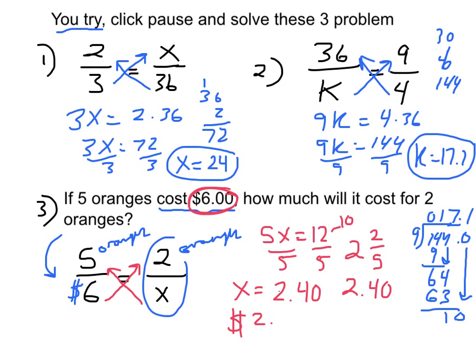You need units. Dollar symbols, words, $2.40 for 2. That's all I'm going to write because that's all the space I have. How'd you do on these 3 problems?